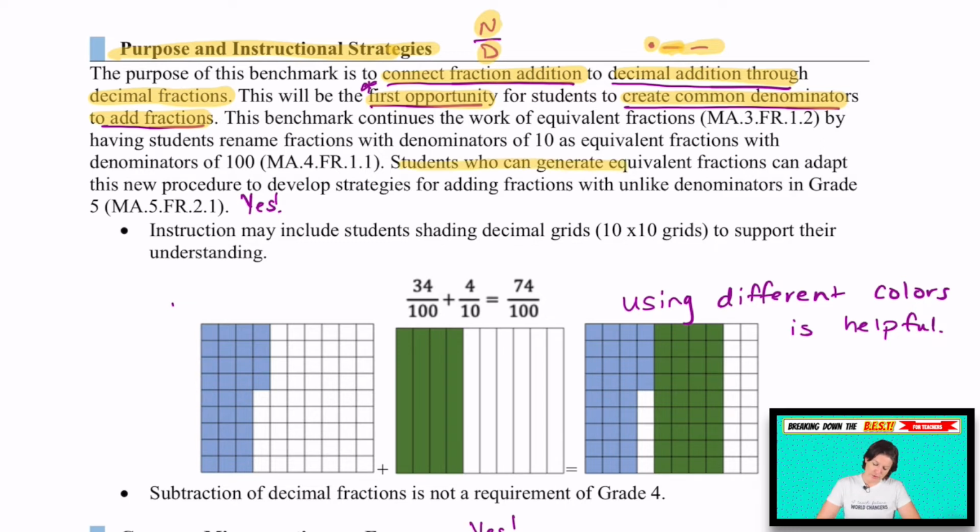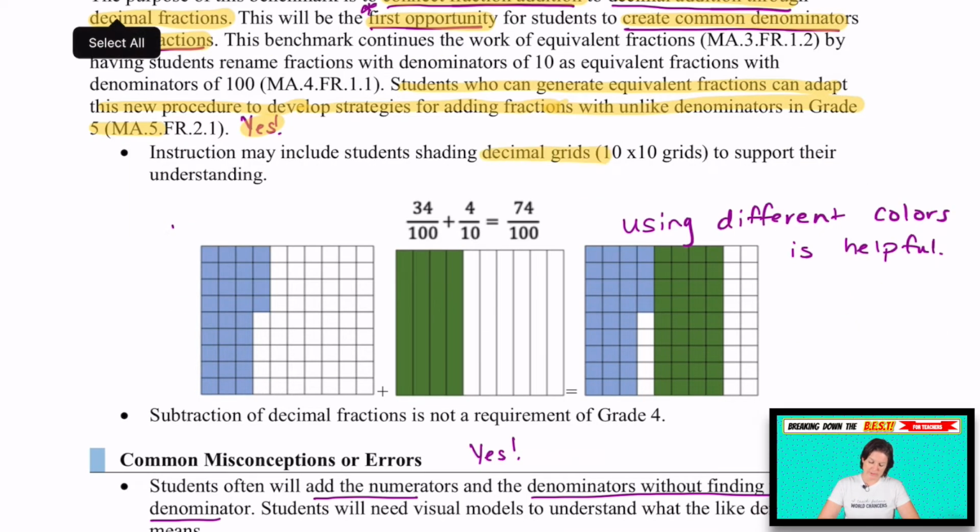Here it says students who can generate equivalent fractions can adapt this new procedure to develop strategies for adding fractions with unlike denominators in 5th grade. And I just said yes, this one is huge. Seeing what happens with those denominators is going to help students in 5th grade.